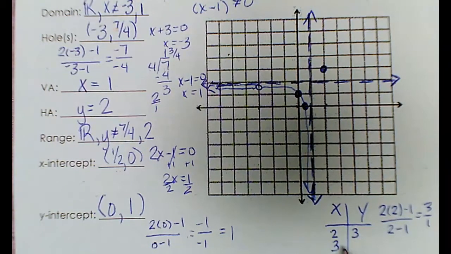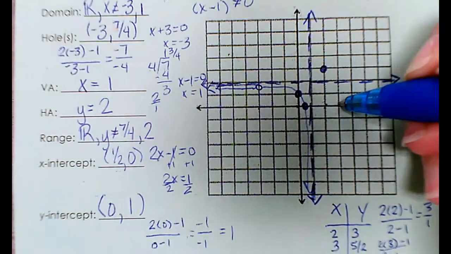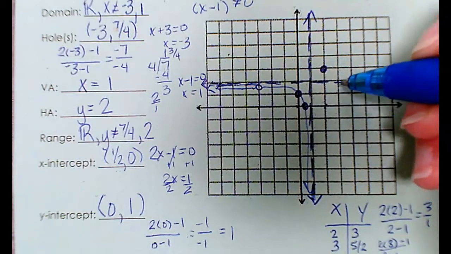Now I need to calculate the y value when x is 3. So what do I need to do with 3? Plug it in. Yeah, so 2 times 3 is 6, minus 1 is 5, and 3 minus 1 is 2. So 5 over 2 is my y value. 5 over 2 is really 2.5. Good. So I'm going to go over 3, 1, 2, 3, and I'm going to go up 2.5.